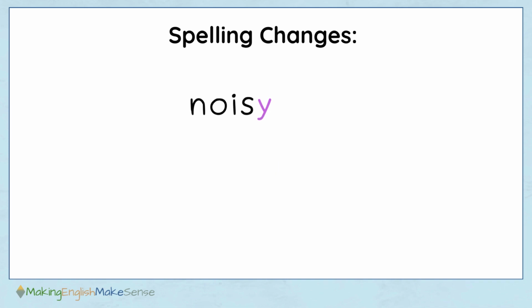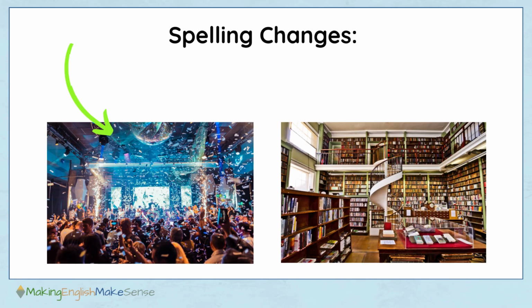Finally, if the adjective ends in Y like the word noisy, we replace the Y with I, then add ER or EST. So let's practice by writing out loud one more time using the word noisier. N-O-I-S-Y plus ER becomes N-O-I-S. Replace the Y with I, ER, noisier.